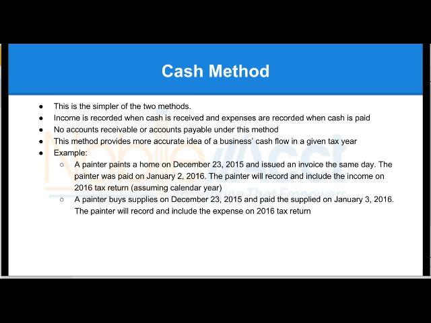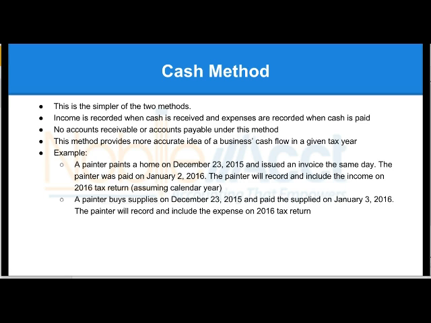Now let's take a look at the cash method of accounting in particular. This is the simpler of the two accounting methods. In the cash method of accounting, income is reported when the cash is received and expenses are recorded when the cash is paid out. So there are no accounts receivable or accounts payable accounts used in this method. Since cash is recorded as income or expense when it's received or paid out, it gives an accurate view of a business's cash flow for a given tax year.